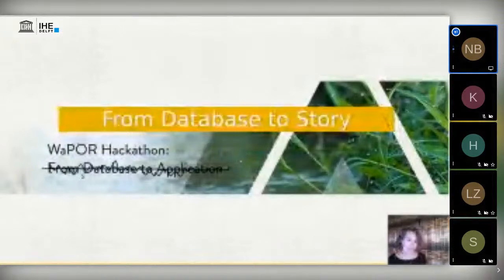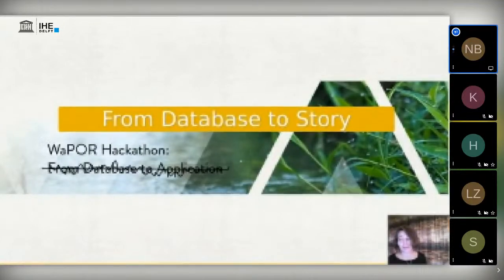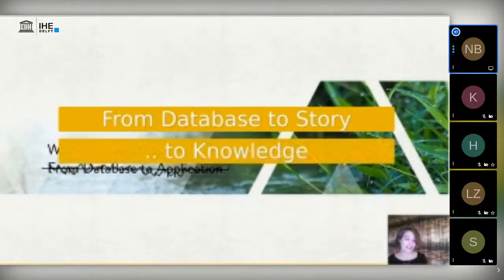So good luck this week in turning this database into an incredible story. And good luck with working on this incredible amount of data. And I hope that you can build something this week that really translates this database into knowledge for our target audiences.